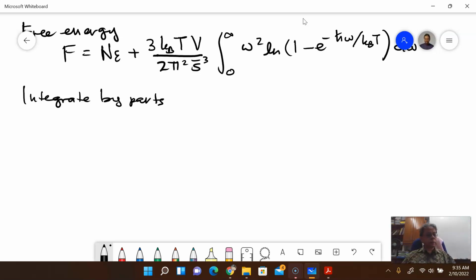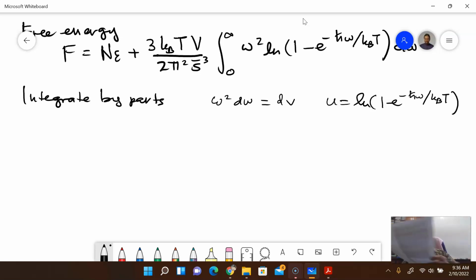So this is going to be like your omegas. Integrate by parts: omega squared d omega is dv, and then the rest is u. Okay, so you do that. I'm going to just write down what's there.